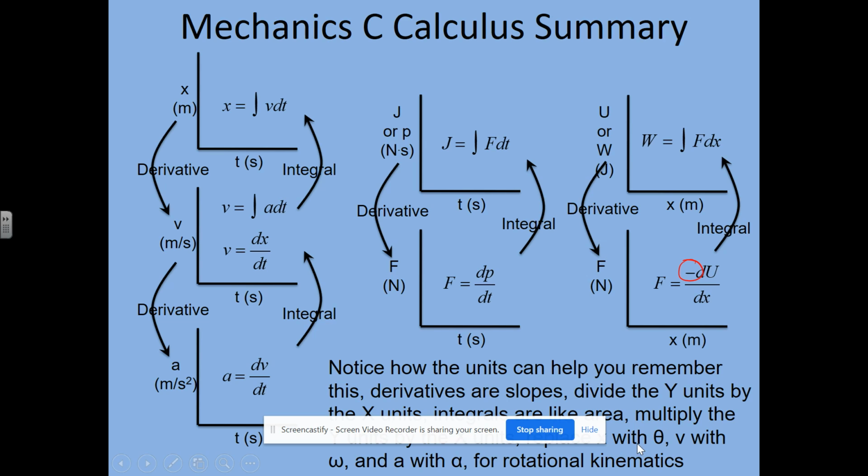So another thing, these graphs are also interchangeable with our rotational motion graphs. So if we have theta here and omega here and alpha here for angular displacement, angular velocity, and angular acceleration, those are all the same. You can take the derivative of theta to get the velocity. You can take the derivative of the angular velocity to get alpha, or the angular acceleration. And so those apply kind of the same.